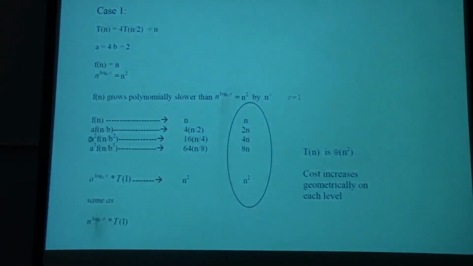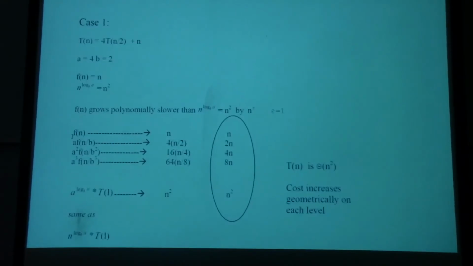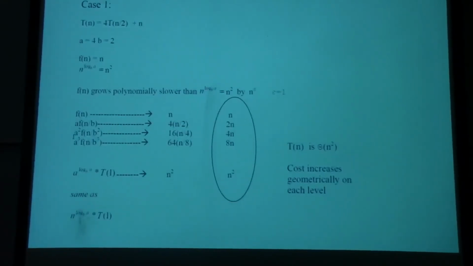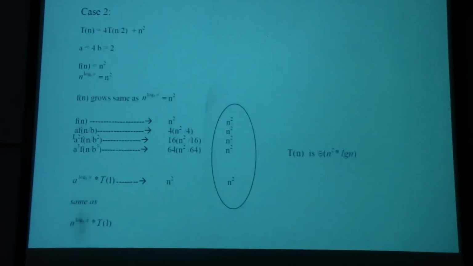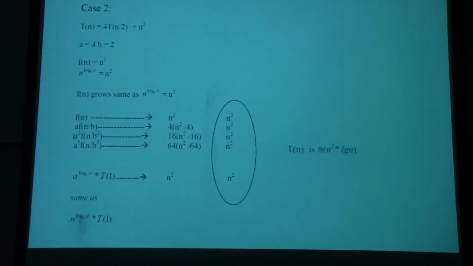Okay? So now let's take a look at the case where all we did was switch f of n from n to n squared. In this case, we still have n to the log b of a is n squared, and we see what's going on in the work. The work is going to become n squared, n squared, n squared. So we have n squared at every single level. But the tree is full, and its height is log of n. So our complexity is going to be n squared log n.